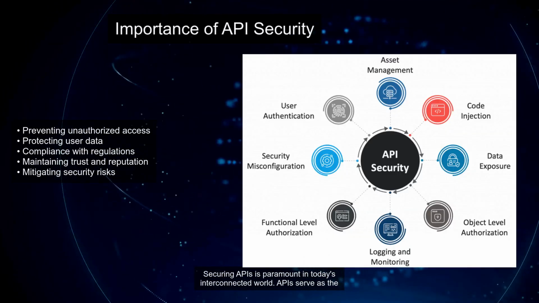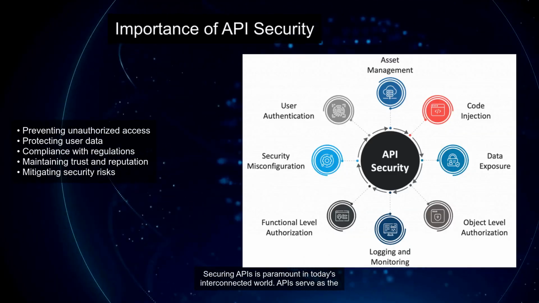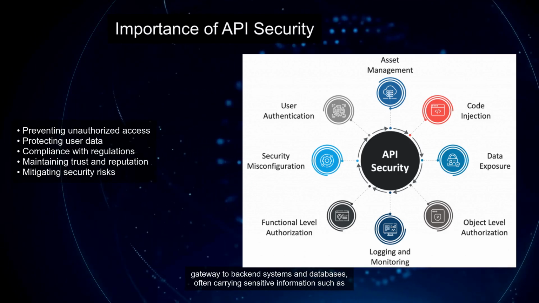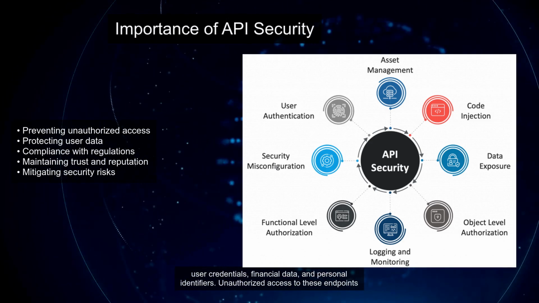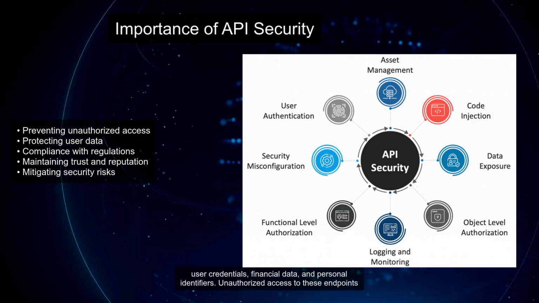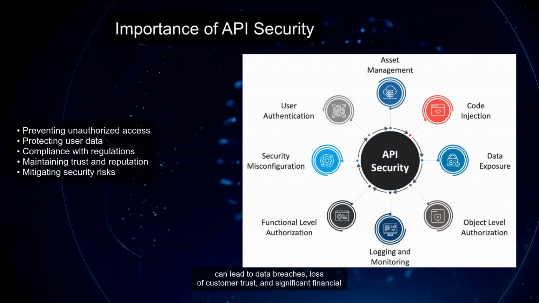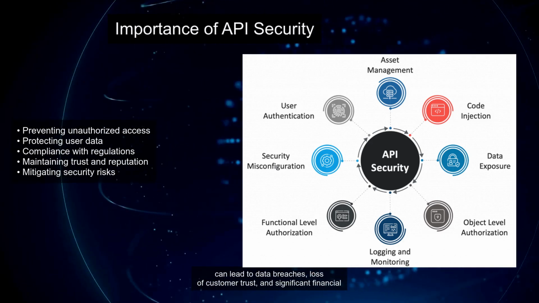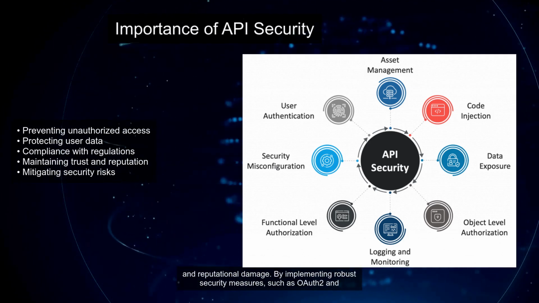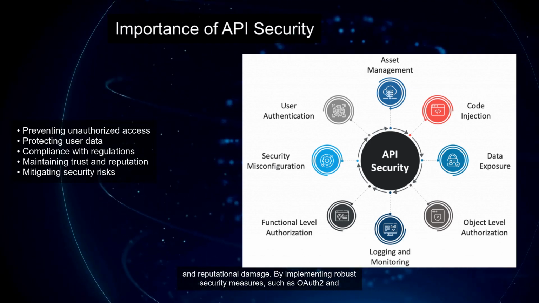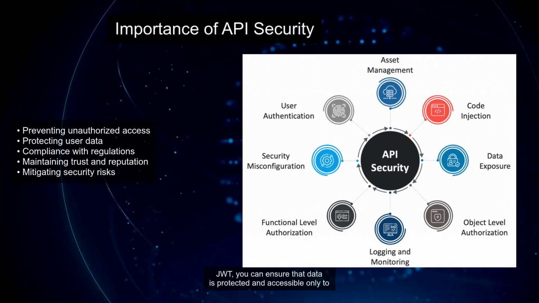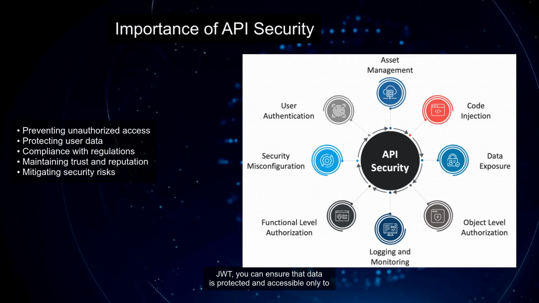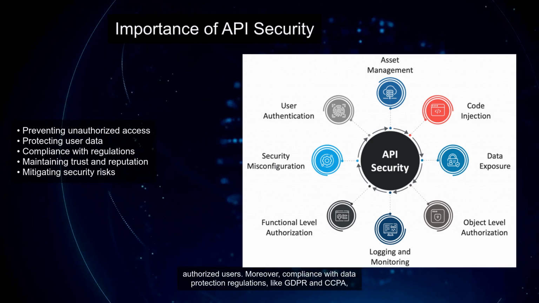Securing APIs is paramount in today's interconnected world. APIs serve as the gateway to back-end systems and databases, often carrying sensitive information such as user credentials, financial data, and personal identifiers. Unauthorized access to these endpoints can lead to data breaches, loss of customer trust, and significant financial and reputational damage. By implementing robust security measures, such as OAuth2 and JWT, you can ensure that data is protected and accessible only to authorized users.